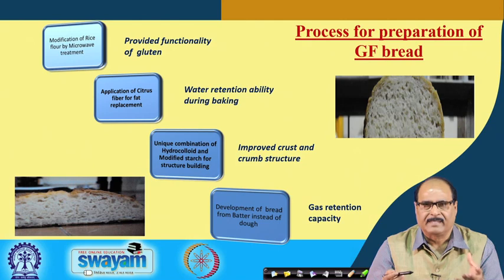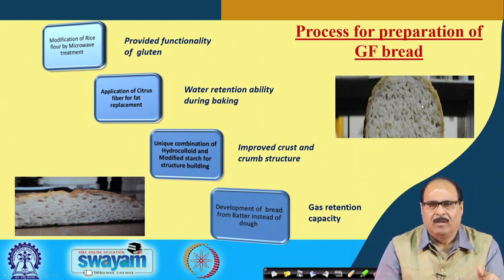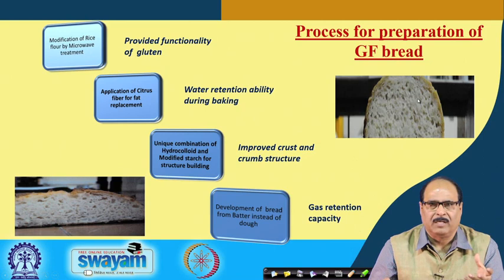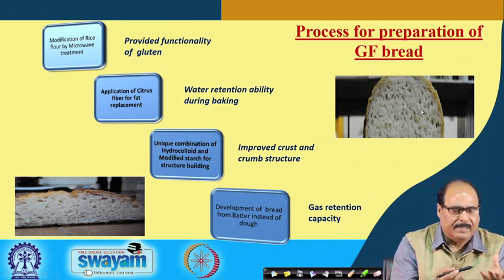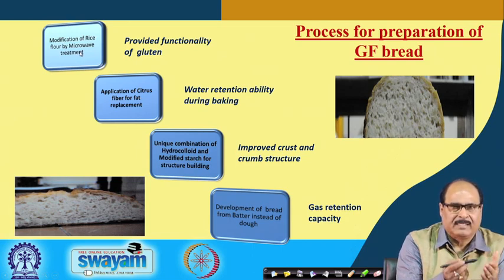using rice as a raw material. And in the pictures you see the pictures of the bread. These are the bread samples prepared in our laboratory using rice. So we take rice flour, and this rice flour is given some microwave treatment to modify its starch, and other components are also a little bit modified.